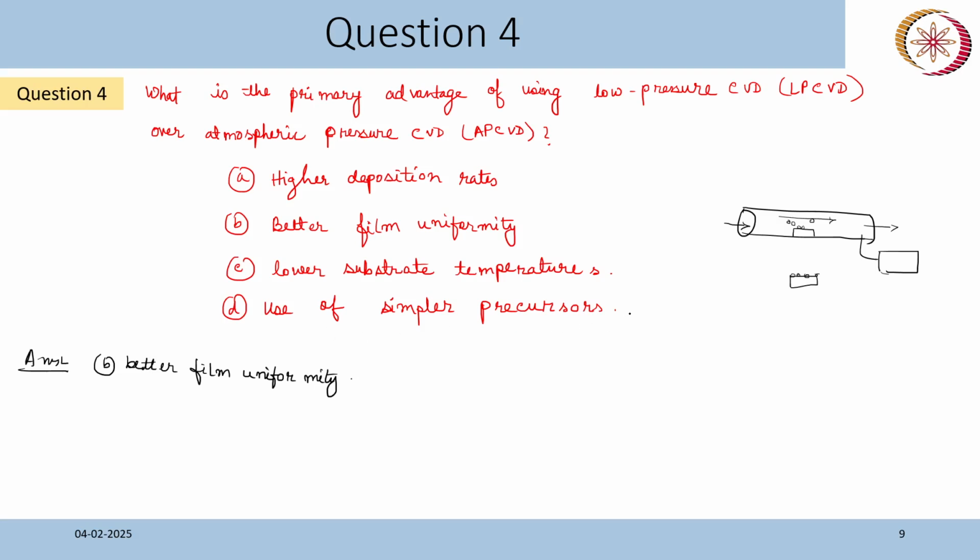As I mentioned, there are different types of CVD systems available. One type of CVD is MOCVD, where organic precursors are used, which are normally expensive compared to LPCVD or APCVD systems. But in terms of precursor, APCVD and LPCVD are similar. So this is not a primary advantage of LPCVD system. So the correct answer is better film quality.